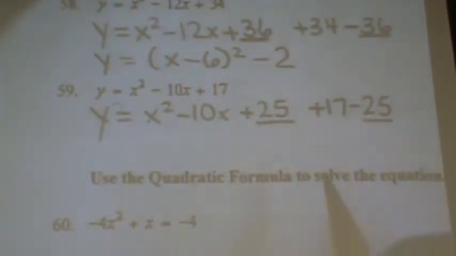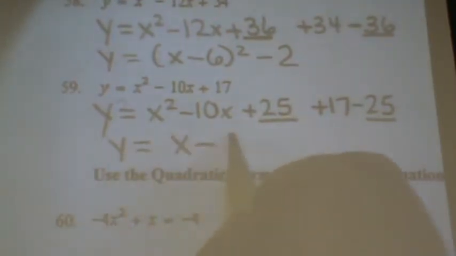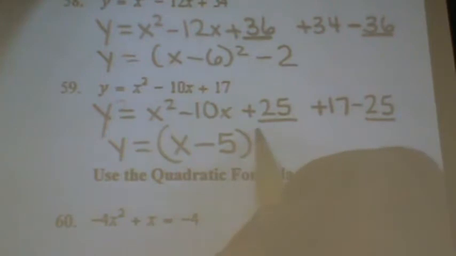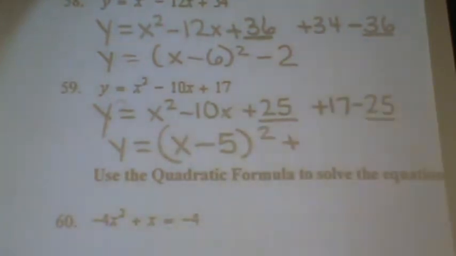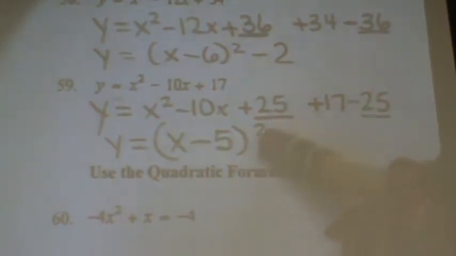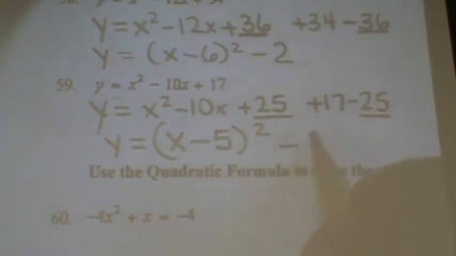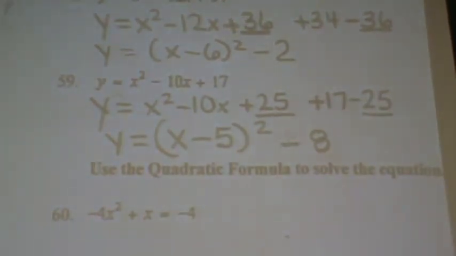That's my number to complete the square. What'd you get for an answer? X minus 5 squared plus 8. Plus 8? Right? Minus 8. Did we ever take the square root? No, they just wanted it in vertex form, it's done.